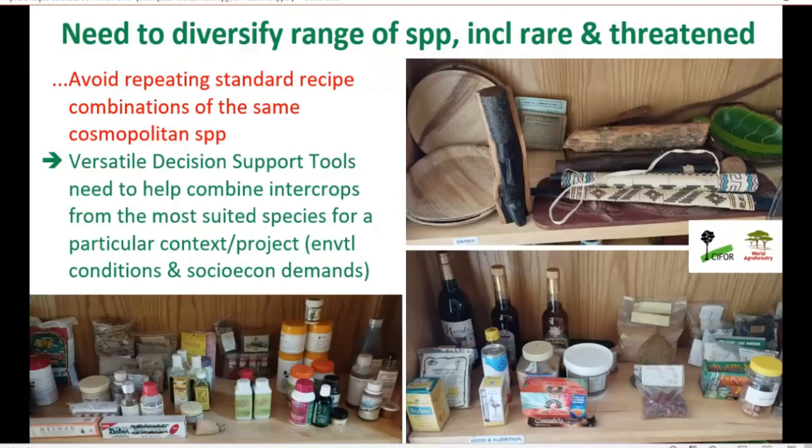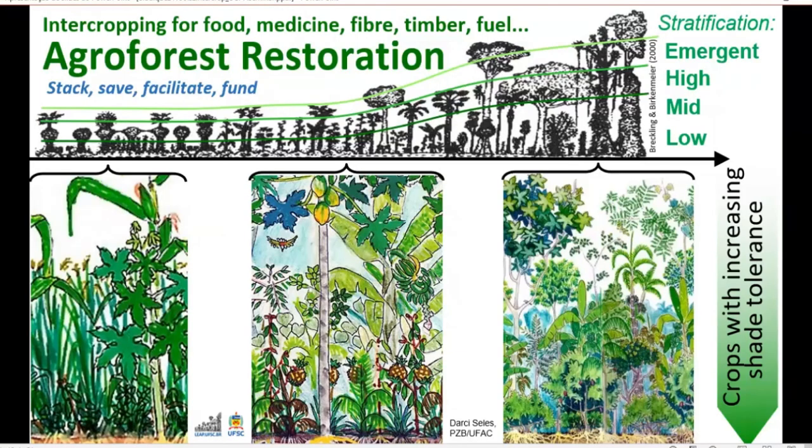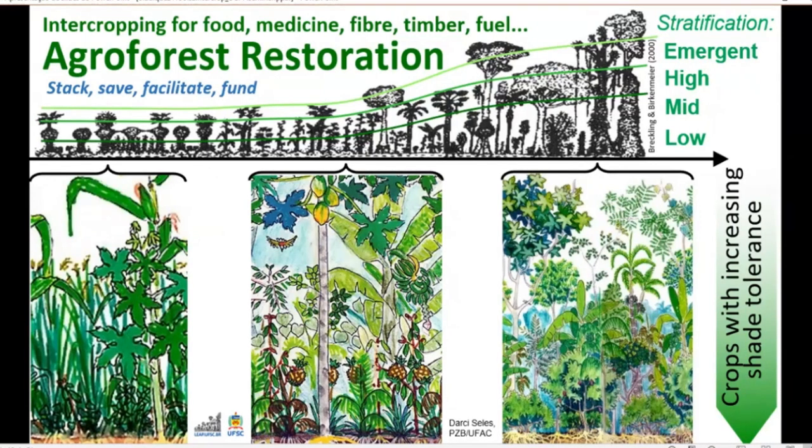So we want to avoid repeating the standard recipe of the same species that are recommended and promoted by extension services or the manuals, but rather make it flexible and let local projects and local communities draw on the relevant information so that they can make their own decisions and broaden the diversity actually used. So the challenge here is to intercrop for food, medicine, fiber, timber, fuel in the same space at the same time, but in a dynamic process, starting on degraded land.